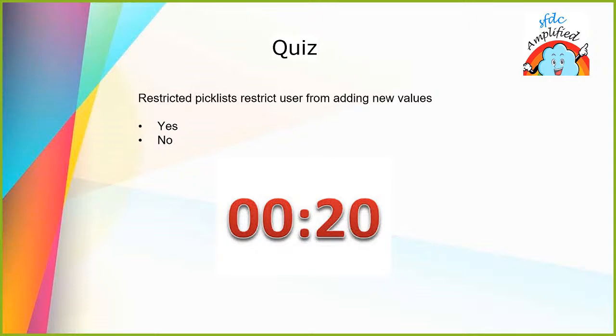So let's see what is the answer. It says that restricted pick list restricts users from adding new values. So I see a lot of answers, but the first ones I saw was no. But no, actually we can. So restricted pick list restricts users from adding new values. So yes, it restricts us. That's what we read, right? That it restricts users from adding new values. So the answer is yes. So in some time we will tell who won this quiz.